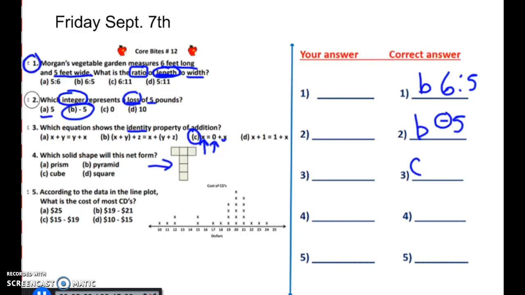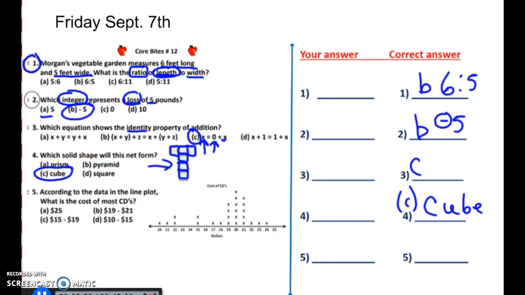Hopefully you remember from elementary school that a cube has square faces, and these are all squares, and there are 6 of them. So that is why when you fold this net together, it will form a cube. So number 4 is C, cube. Pause your video and correct it if you missed it.